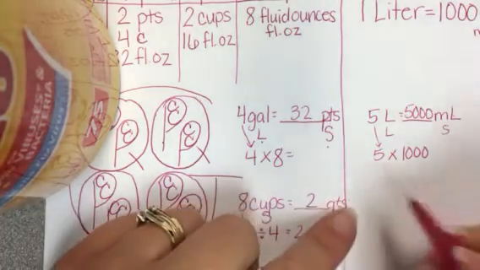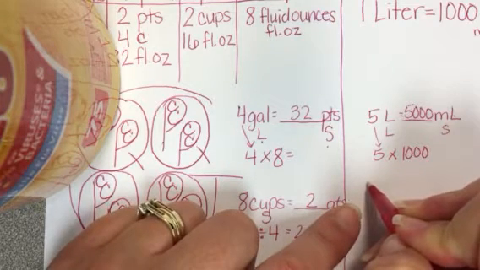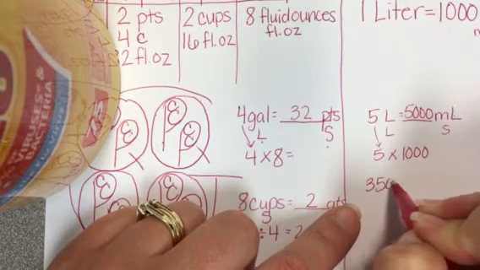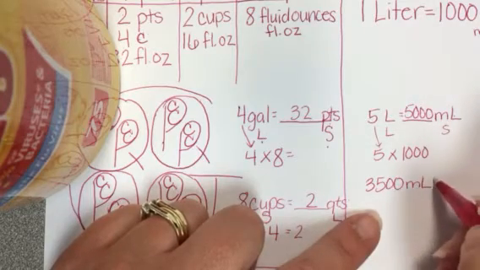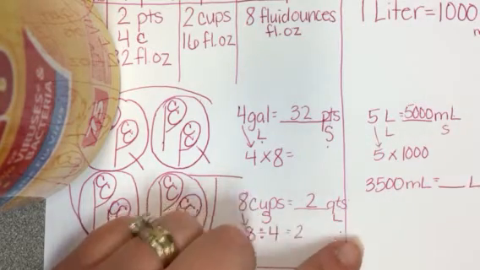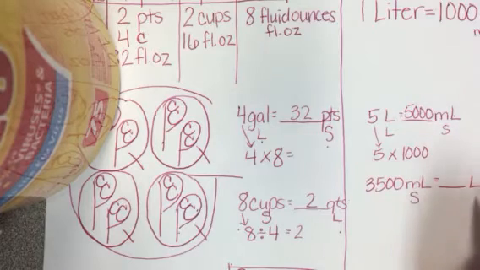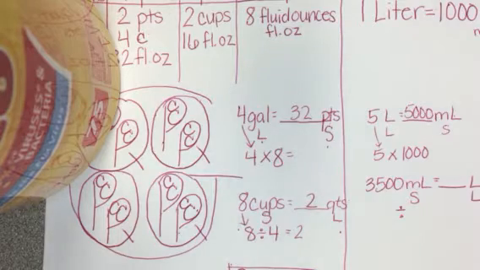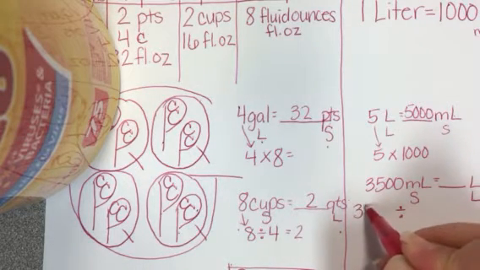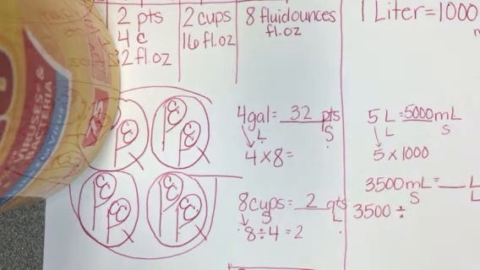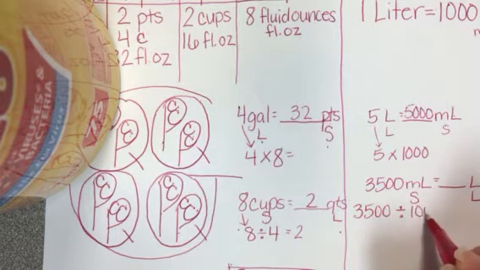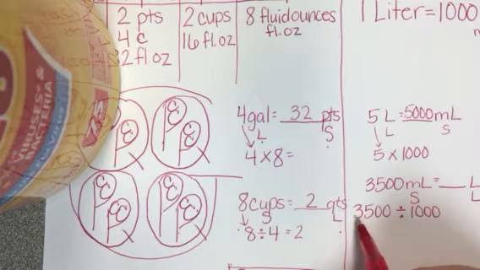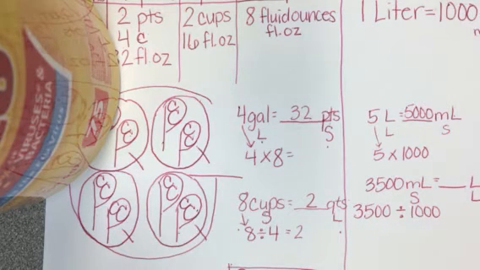Okay? What if I have 3,500 milliliters and I want to know how many liters that is? Smaller to larger, I divide. Same steps I've been doing on every other flap every other day. The divide and the multiply. So I'm going to do 3,500 and I'm going to divide that by 1,000.